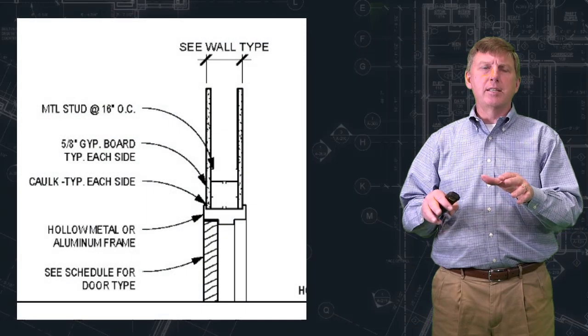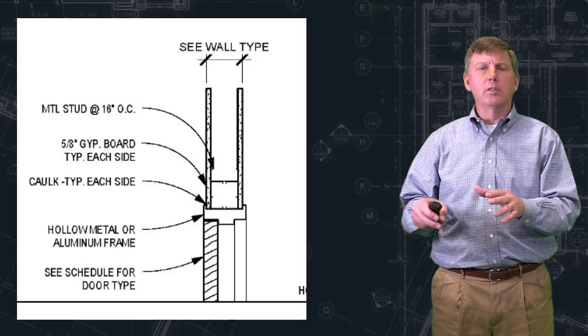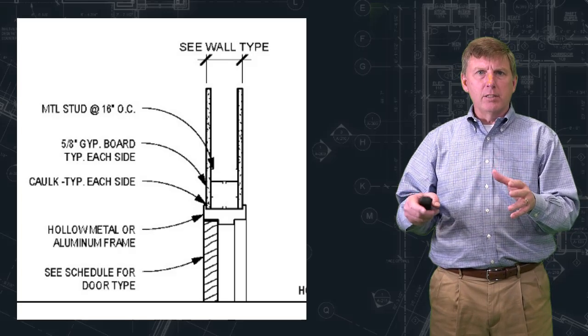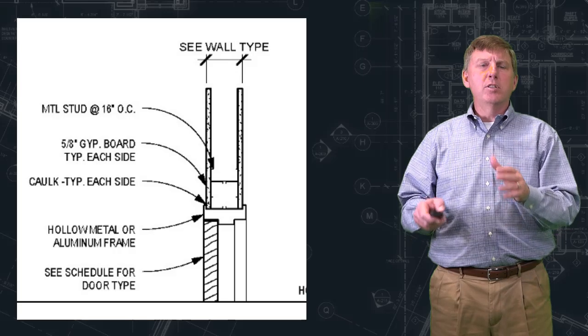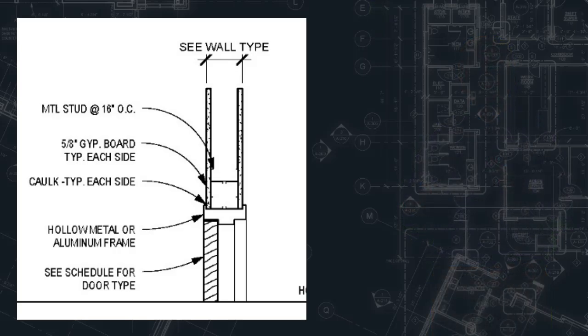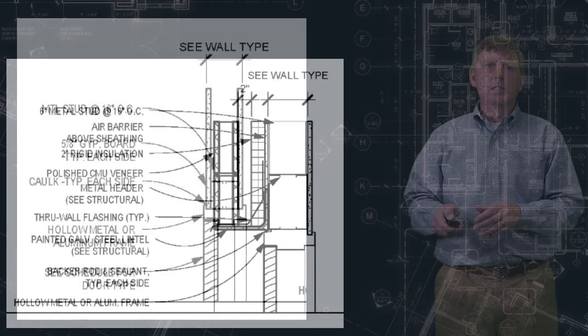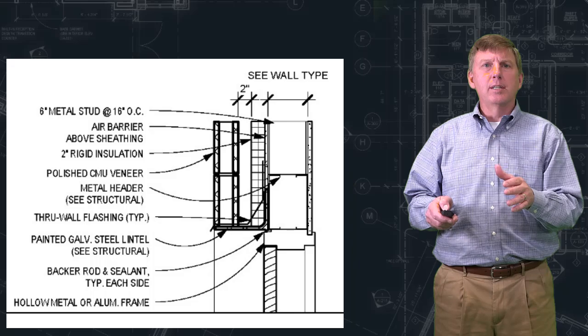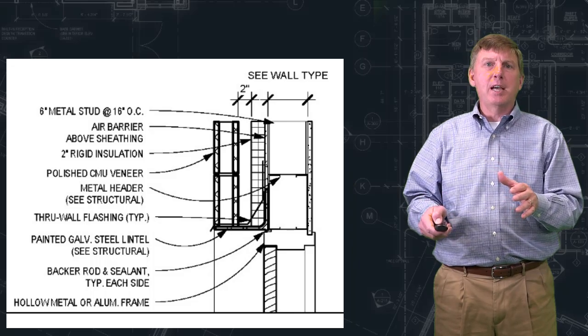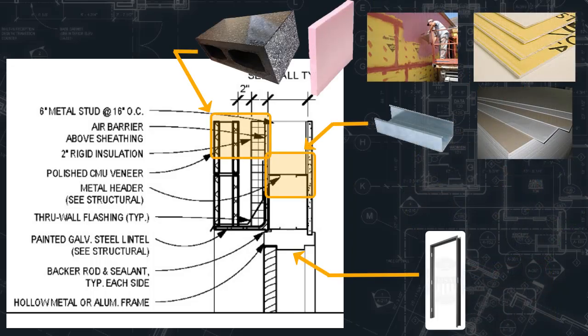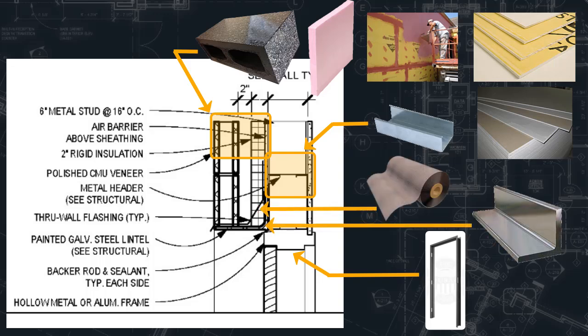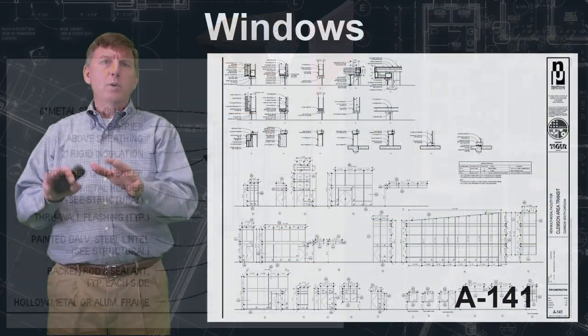Now let's look at some of these details like we did with the walls, trying to understand the materials that make it up. When you're dealing with an interior door, it's actually pretty simple. You have your stud, your frame, and your drywall. When you're dealing with an exterior door, it gets a little bit more complicated because we have all the materials that we had in the wall itself. But then we have to add a few more materials to deal with the door detail, such as a lintel, flashing, and so on.